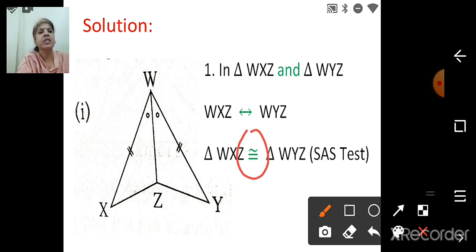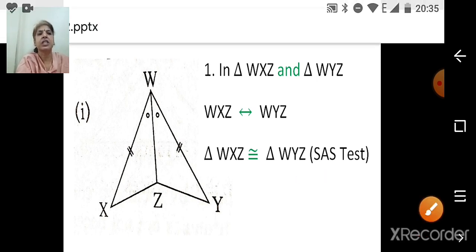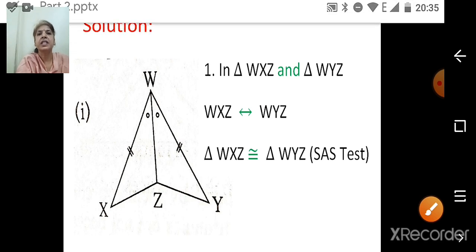So first write the triangle name, then correspondence, and then triangle WXZ is congruent to, this is the symbol of congruency, congruent to WYZ. By which test? SAS test.